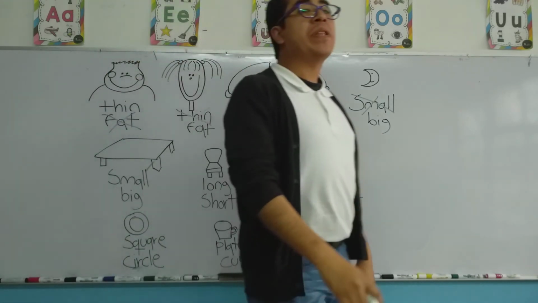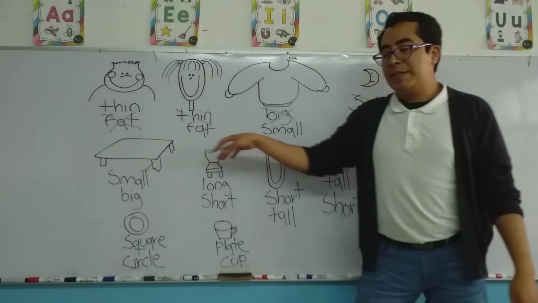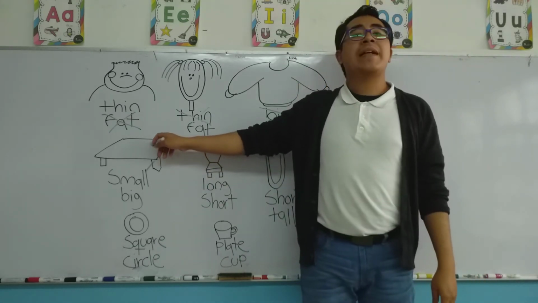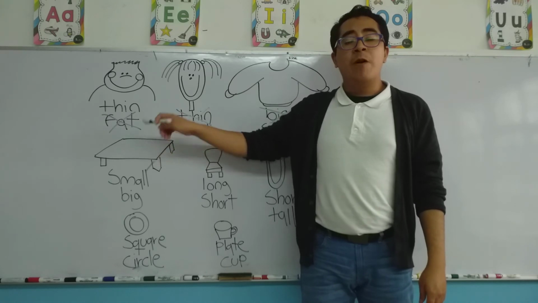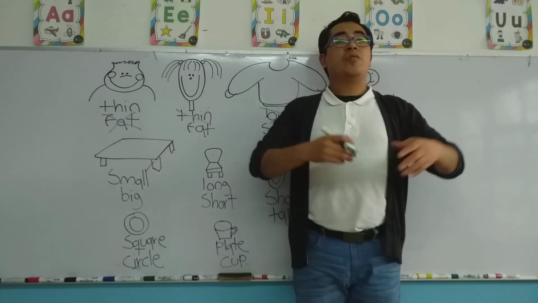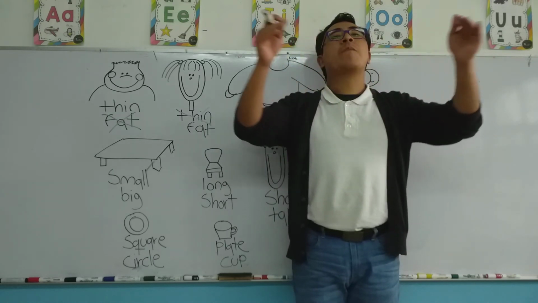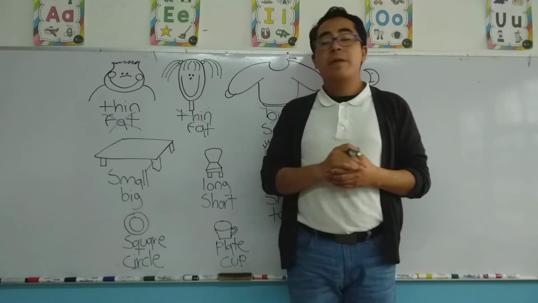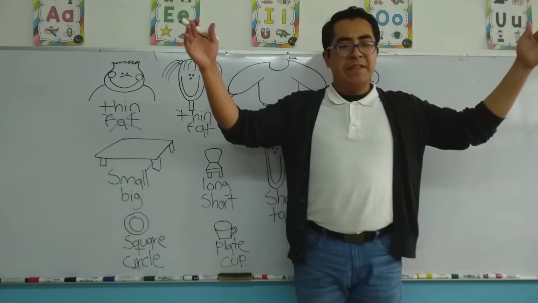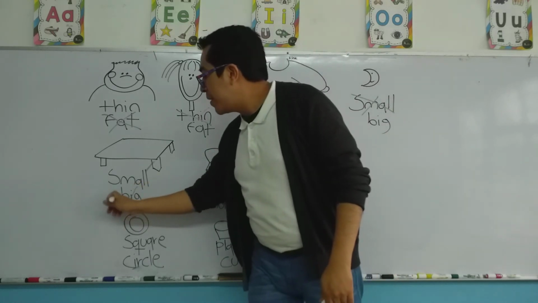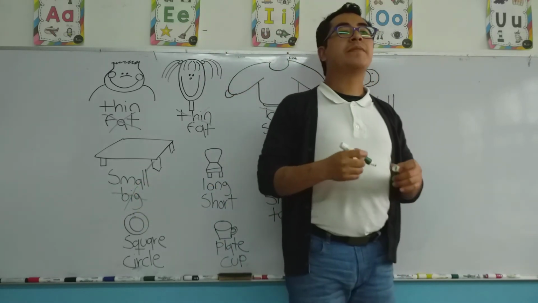We continue with the second row of objects, la segunda fila de objetos, and we commence with a table. Now, for the table is what? Small or big? Big. The table is big. So, we mark it with an X.